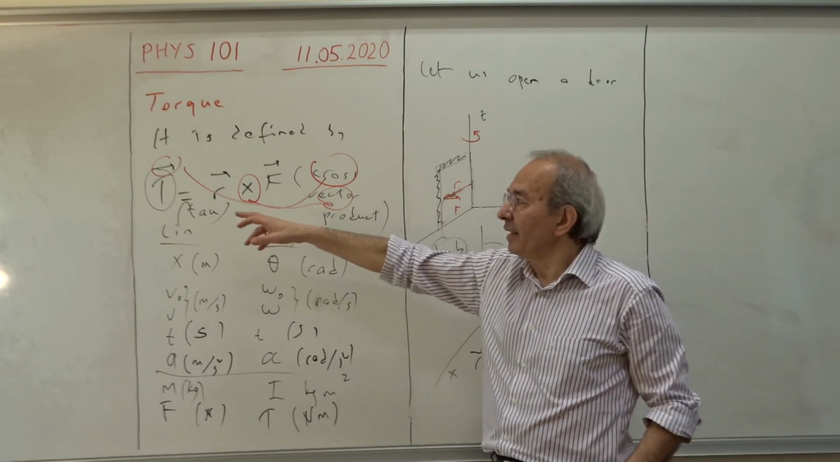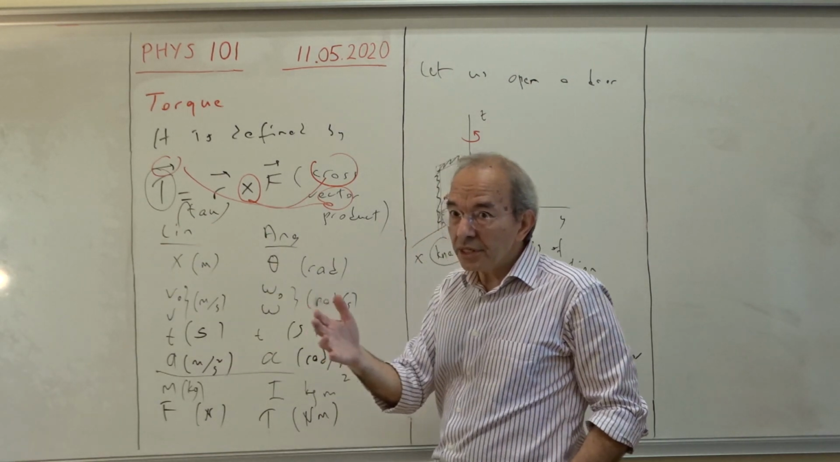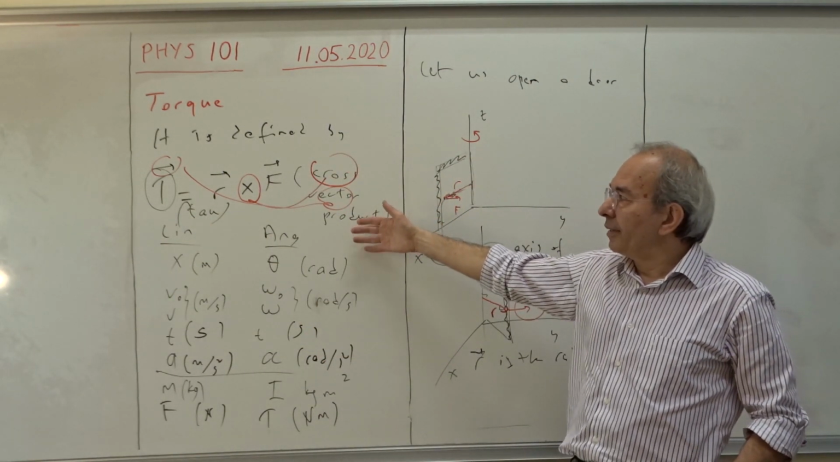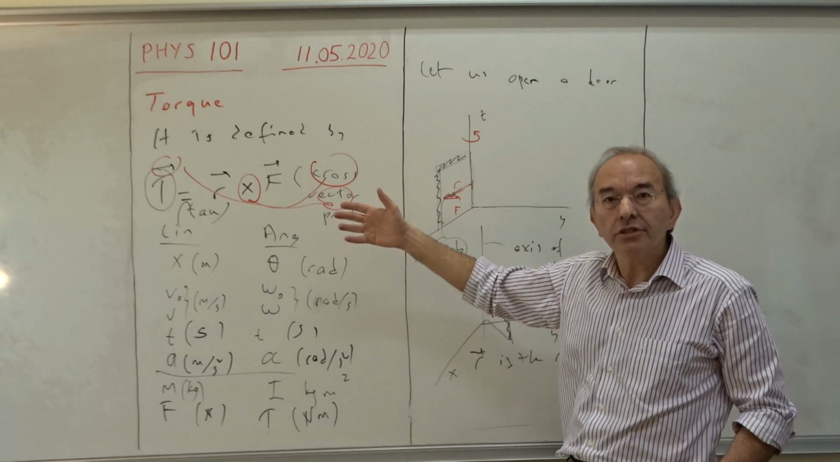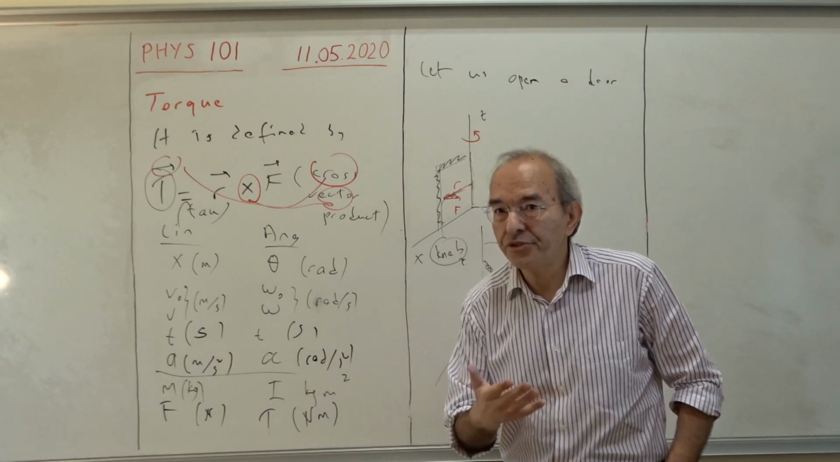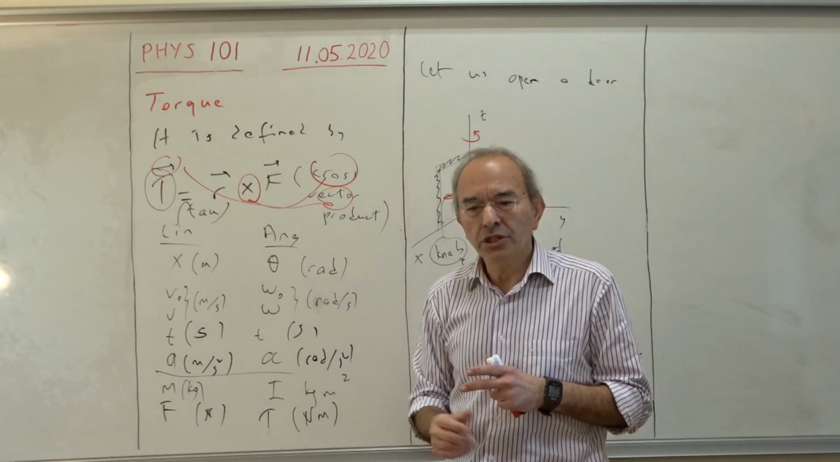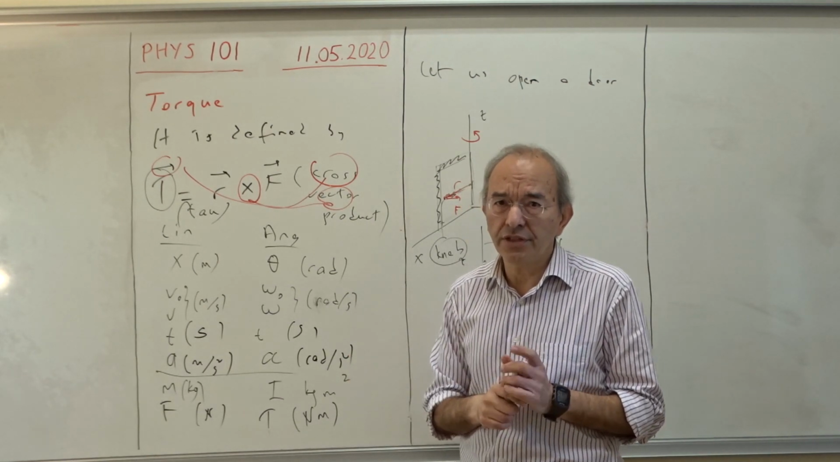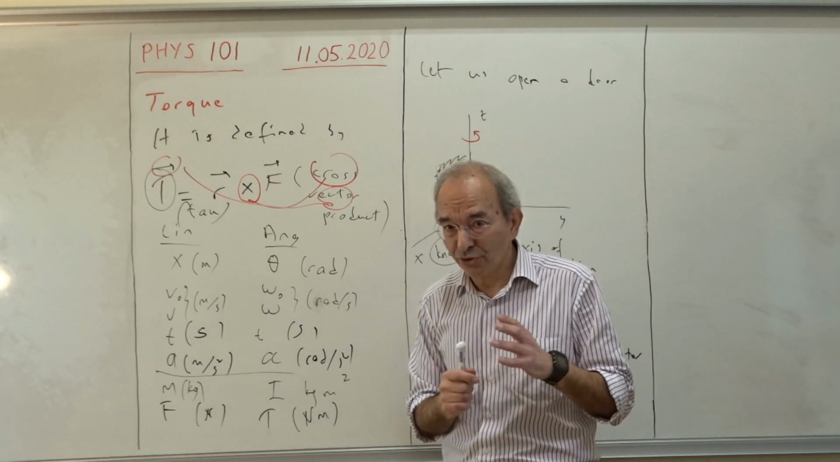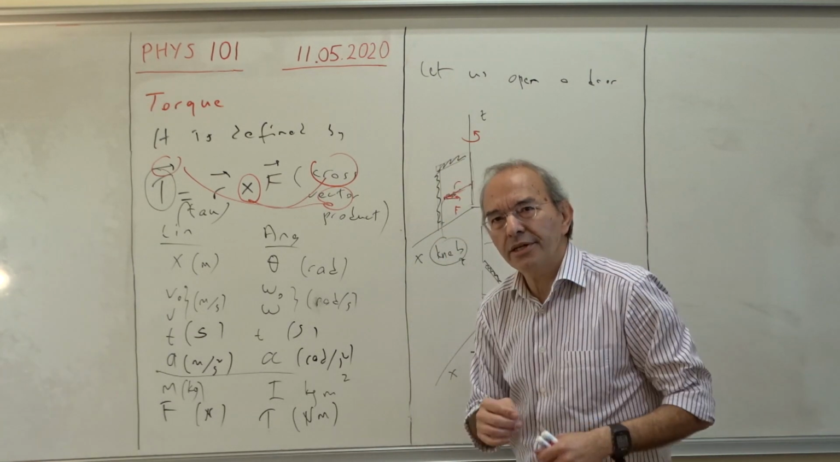So the result is a vector, torque. But since it is a vector multiplication, we should have a direction because the result is a vector. How do you find the direction of the vector at the end of this multiplication? By the right-hand rule, as we have seen in chapter 1. Maybe some of us have forgotten the application of the right-hand rule. Let's remember it.